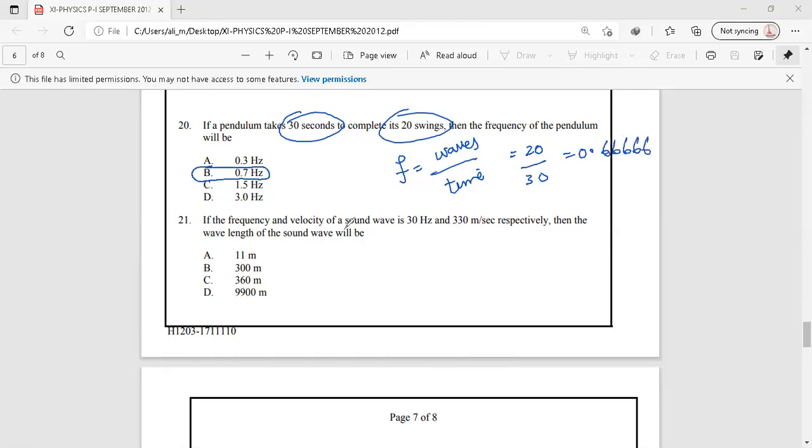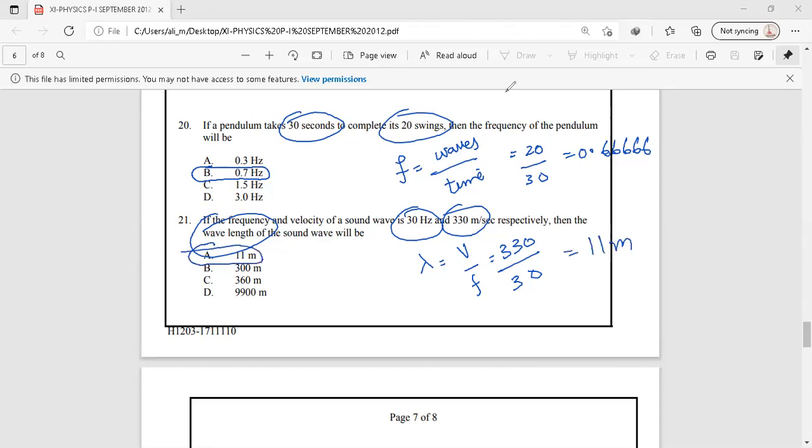If the frequency and the velocity of the sound are 30 hertz and 330 meters per second, we have to find the wavelength of the sound wave. So lambda is equal to V over F. Velocity is 330 meters per second, and the frequency is 30 hertz. So 330 divided by 30 will be equal to 11 meters. So the correct answer is option A.